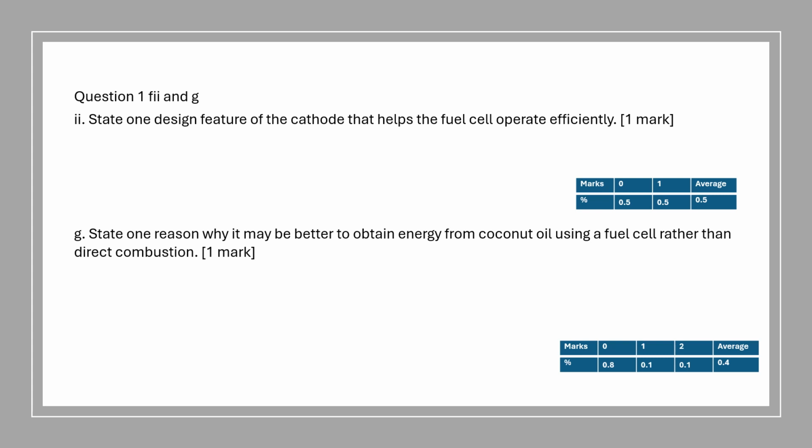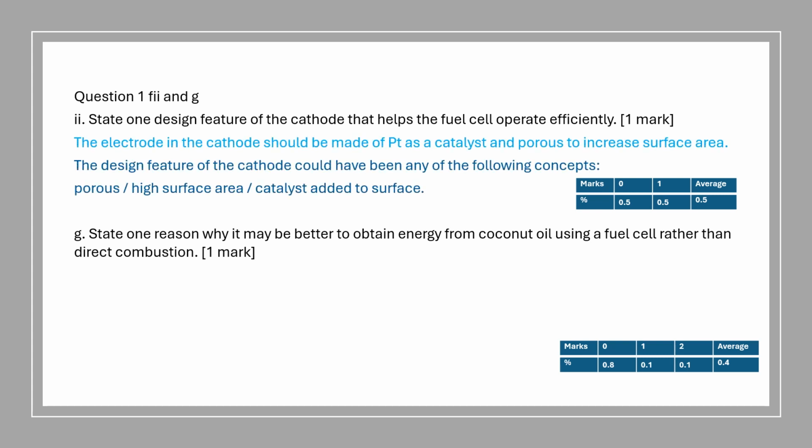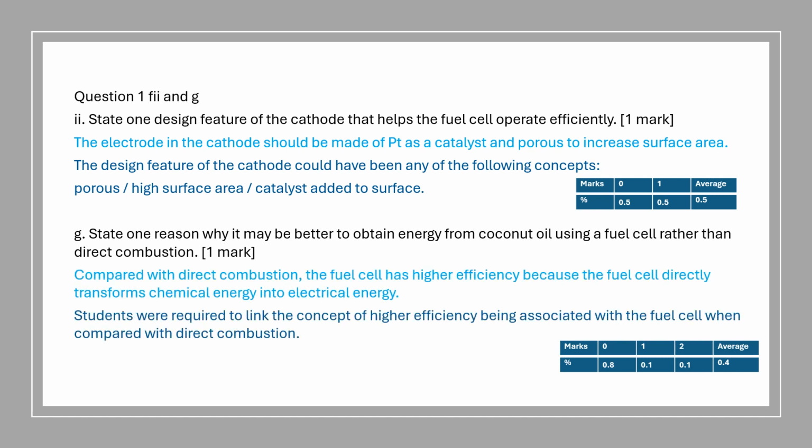The electrode in the cathode should be made of Pt as a catalyst and porous to increase surface area. Compared with direct combustion, the fuel cell has higher efficiency because the fuel cell directly transforms chemical energy into electrical energy.